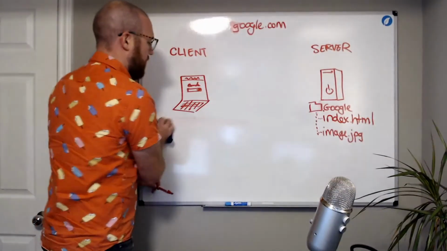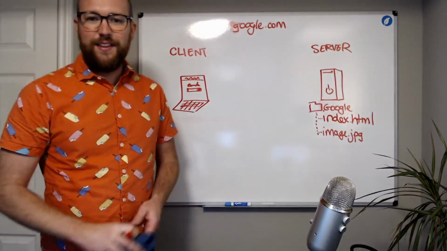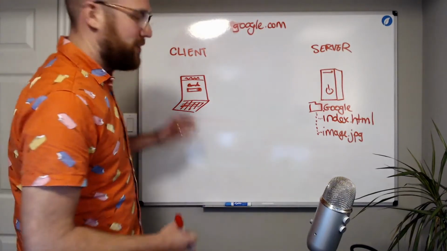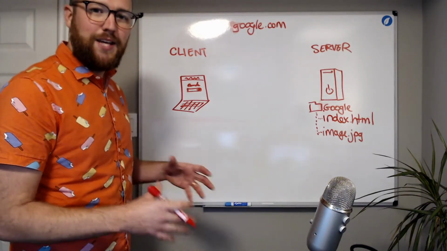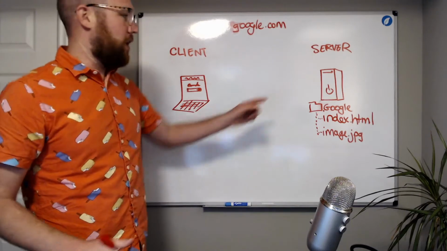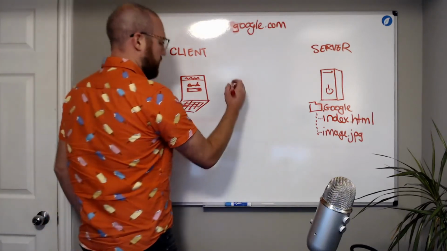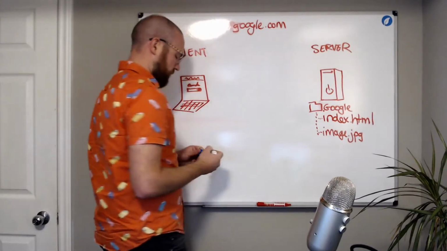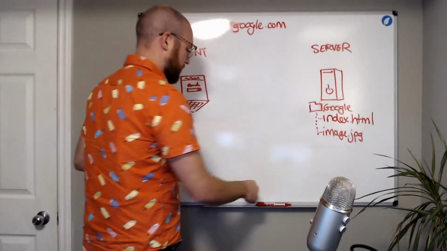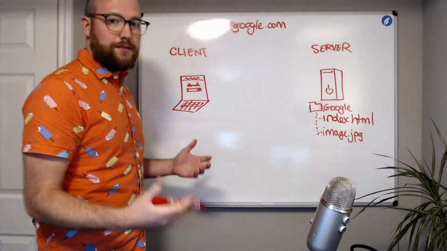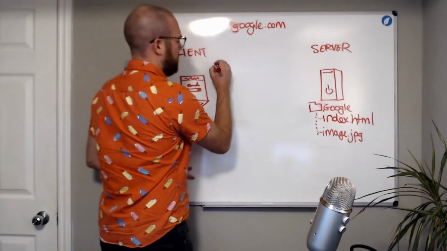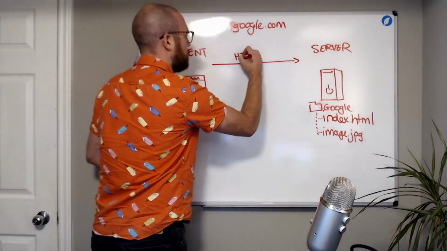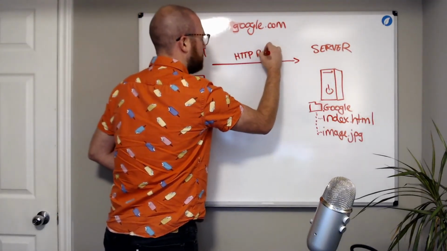Well, I need to somehow get that website on the screen of my computer. So when I type google.com into the web browser, and I know that google.com is pointed to this server, I make what's known as a request. I'm going to need more colors in the future. So this request is, I basically go to here and I make what's known as an HTTP request.